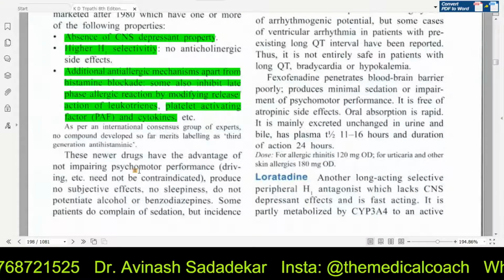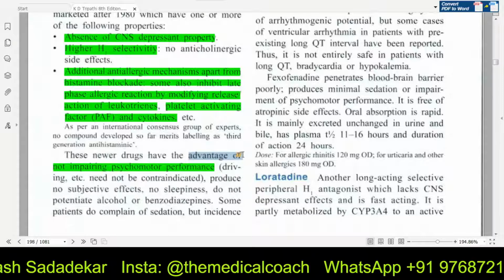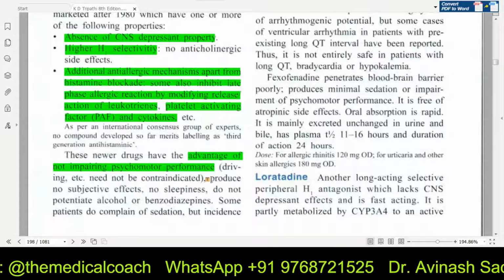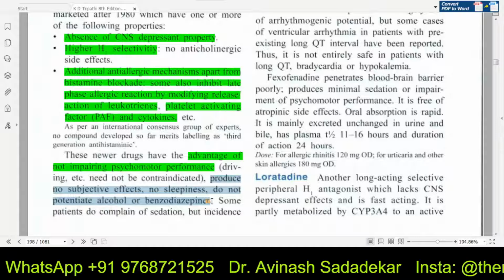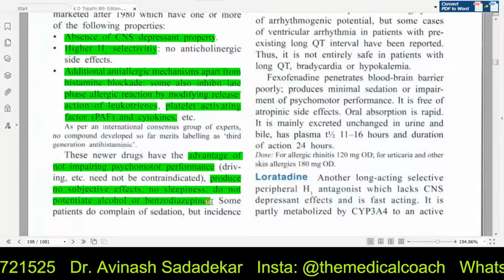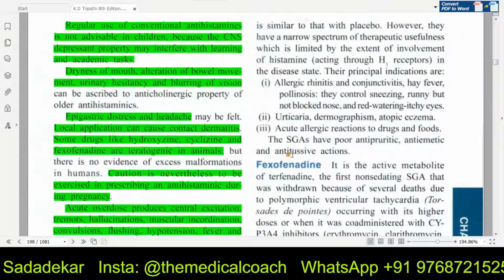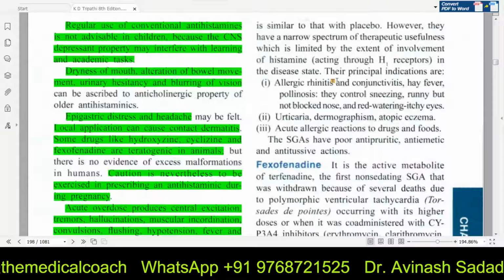The good news about these is that they don't act on the brain, so they have the advantage of not impairing psychomotor performance. So the patient can drive, operate heavy machinery, with no subjective effects, no sleepiness. I mean, it does not potentiate with alcohol or benzodiazepines. Of course, some patients will complain of sedation, but the incidence is very negligible. It's almost similar to placebo.